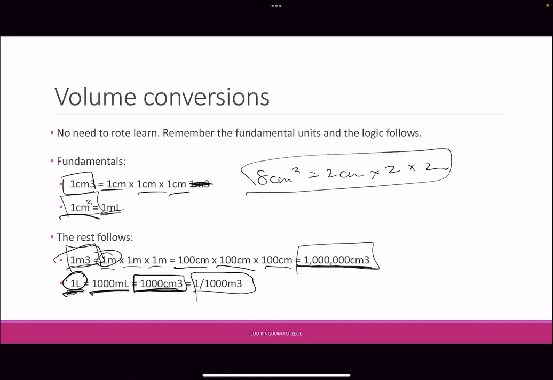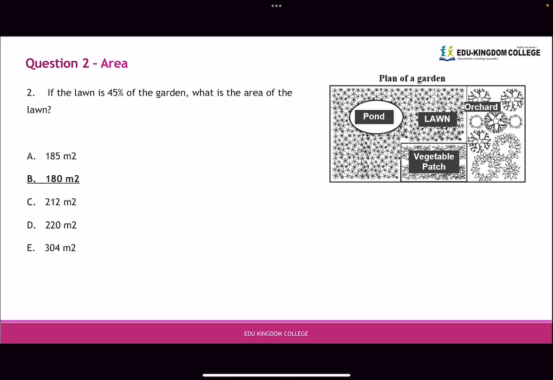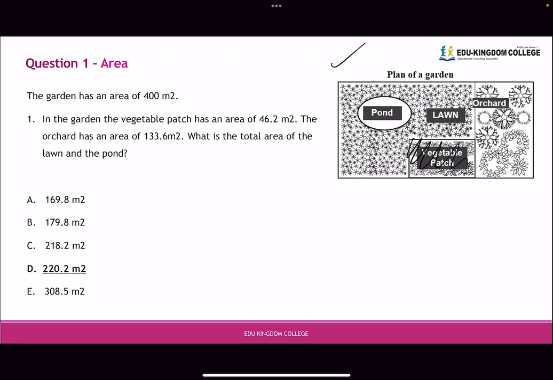This is the type of logic that follows, and you should be able to do it even if it's not 1, even if it's like 8 or 0.1. The general logic follows through. Now we're going to apply it to our question straight away. So we have area here. The garden on the right has an area of 400 meters squared. The vegetable patch and the orchid have areas of 133.6 and 46.2 respectively. What's the total area of the lawn and pond? That's everything else, so that's everything here.